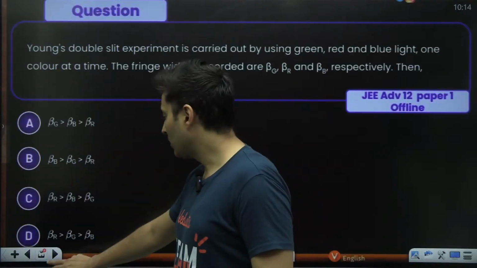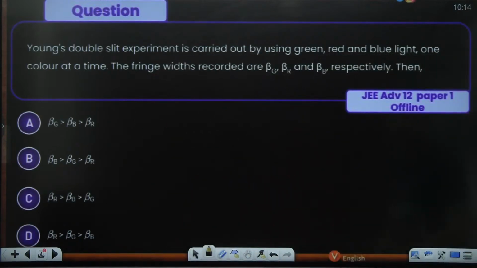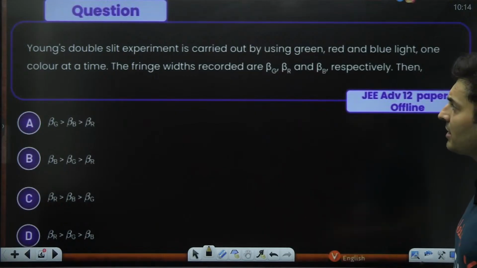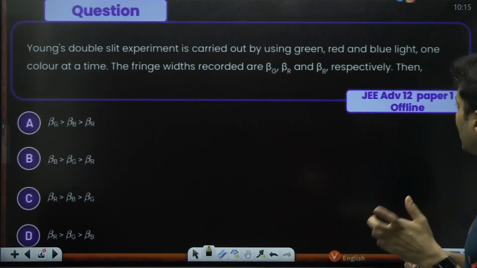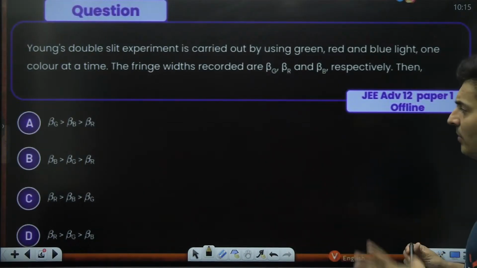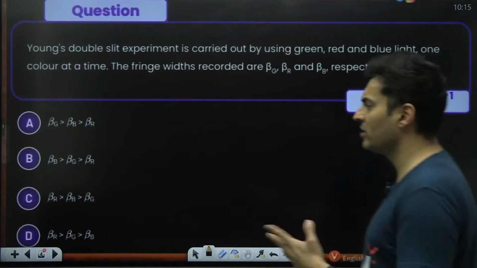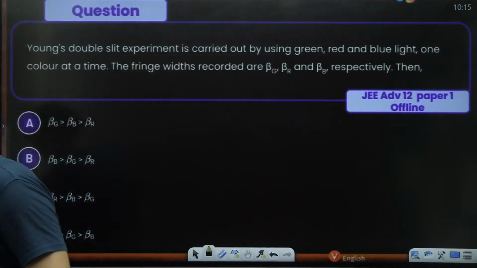Okay. All right. Look at this question. This is a warm-up question. This was asked in JEE Advanced 2012. Young's double slit experiment is carried out by green, red, and blue light, one color at a time. The fringe widths recorded are given. Which fringe width is more? Which fringe width is less? This is just a warm-up question. This is not even a good question. I'm telling you now only.